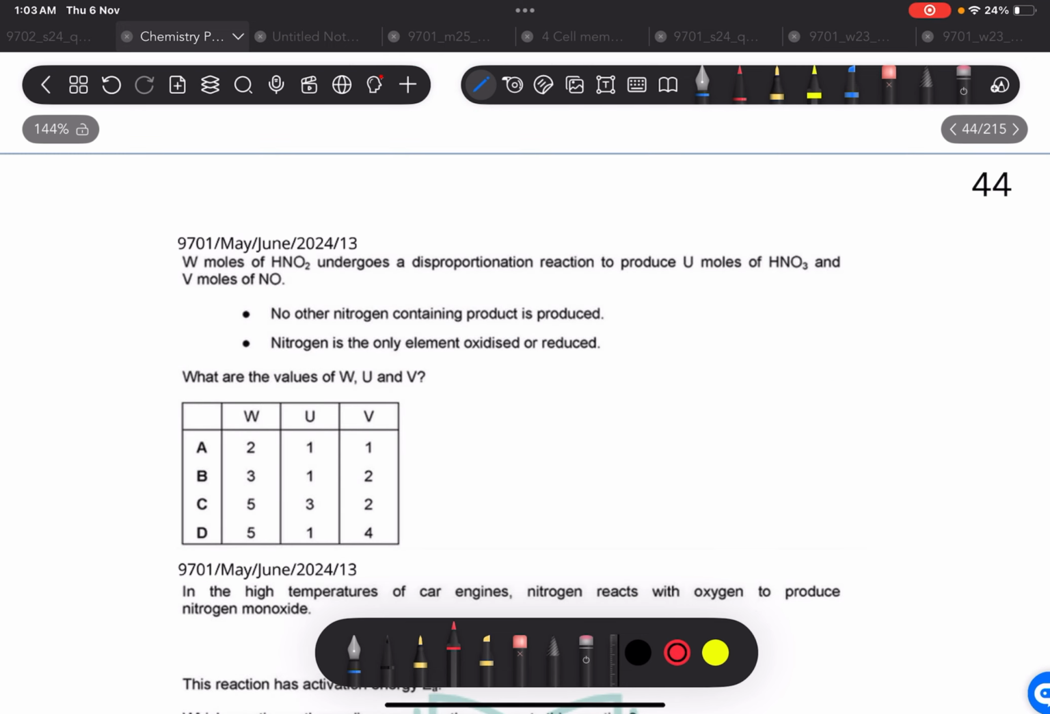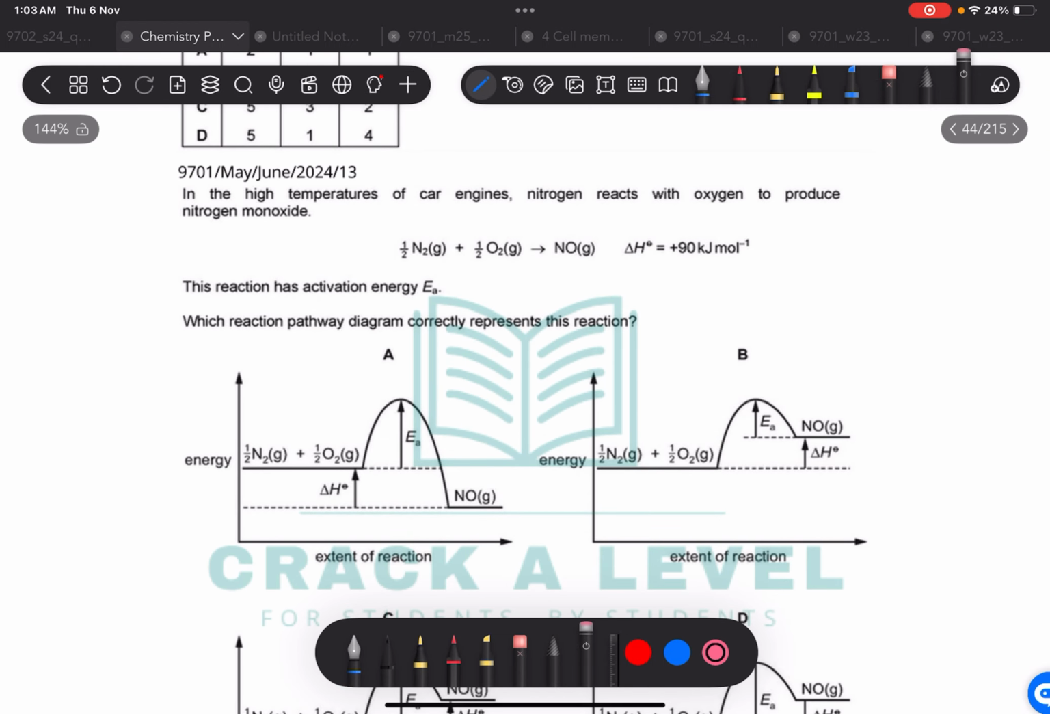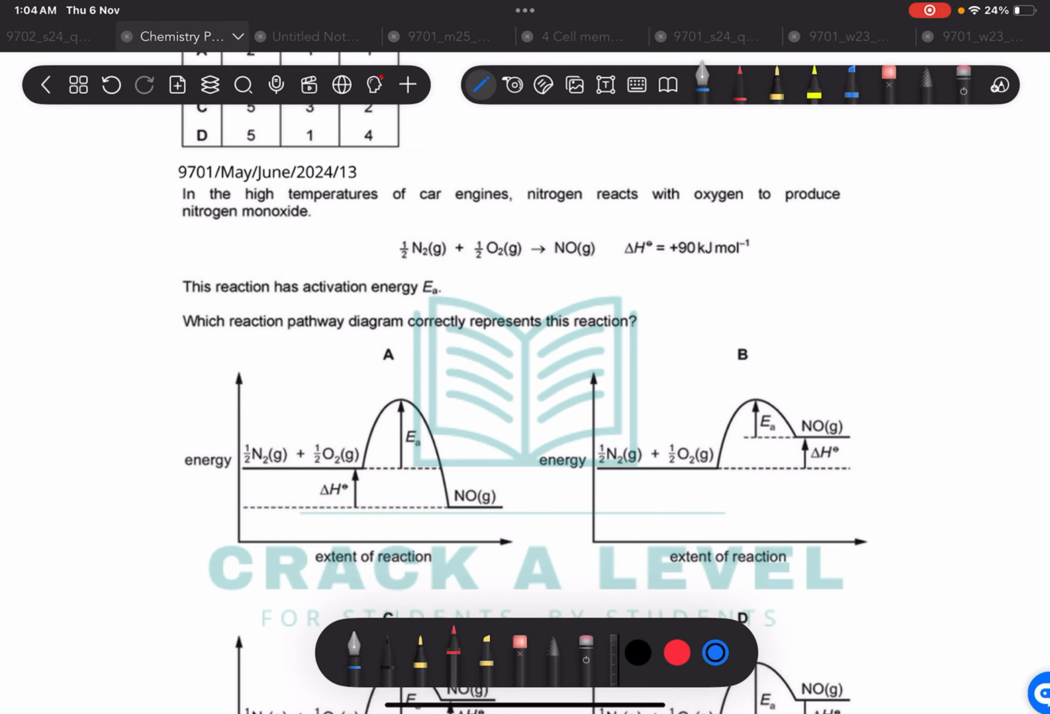Okay, the next one says that W volumes of HNO2 undergoes a disproportionation reaction to produce U moles of HNO3. I guess this is more concerned towards the redox topic, so let's skip it. In the high temperature of car engines, nitrogen reacts with oxygen to produce nitrogen monoxide. We know this reaction. The reaction has an activation energy E, so it is an endothermic reaction.